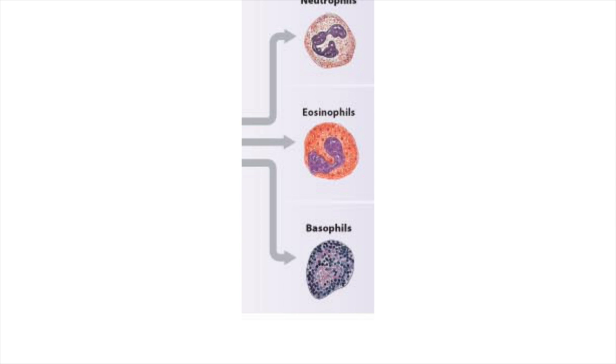Okay, so a couple different types we need to know. Neutrophils are phagocytes, and they also can release cytotoxic chemicals. Eosinophils, their main function is phagocytosis, along with the neutrophils. They also reduce inflammation. Basophils release histamine. They cause inflammation.